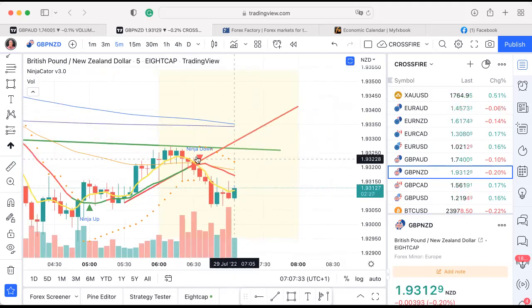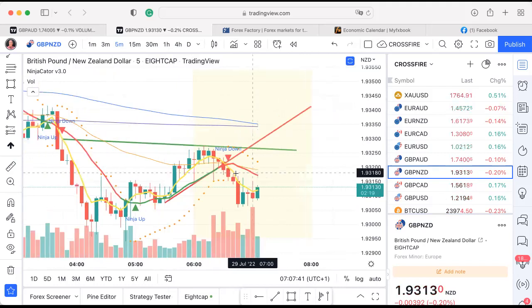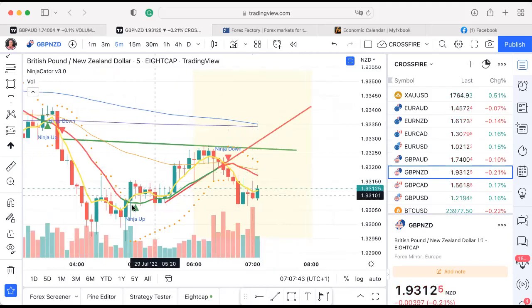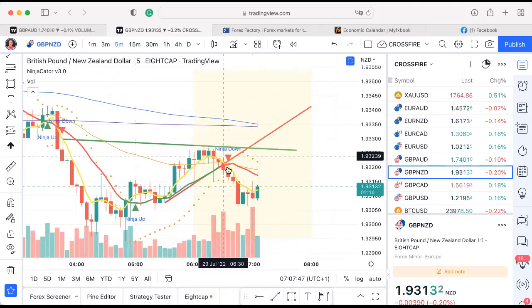We're in a ninja down. So what I'm looking for is a ninja up. Well, either a ninja up or a continuation down. We were in a ninja up. We've had a ninja down.